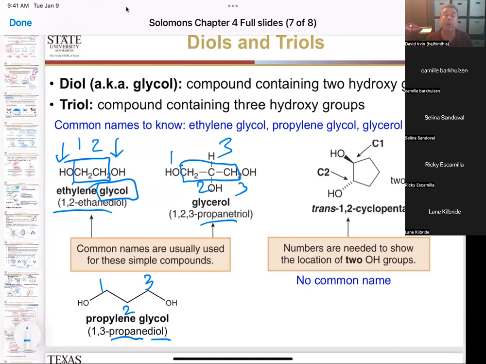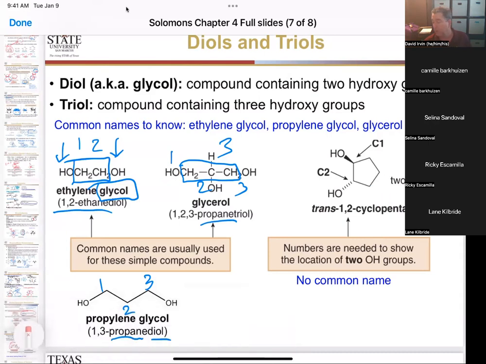Okay, so for rings, we have to worry about 2 things. Number one, one of the alcohols always has to be on number 1. And then you try to number it so the second alcohol is on the lowest number possible. So for example, if this OH was over here, we would call it 1,3, but it's not. It's in the 1,2 position for this one.